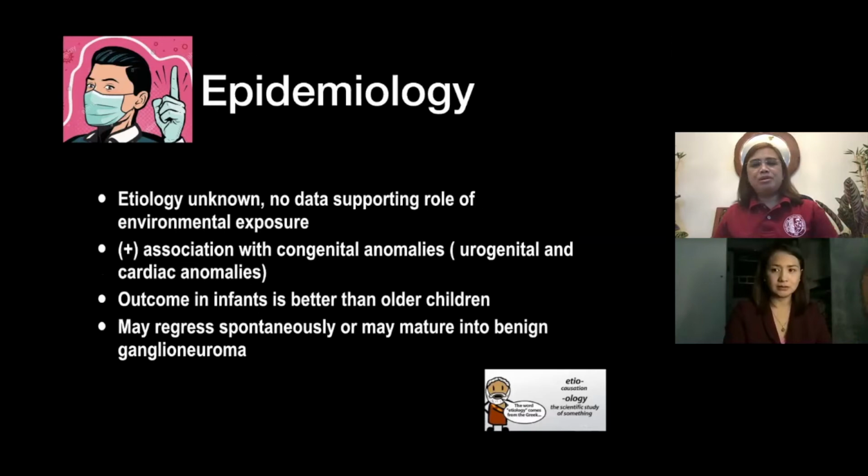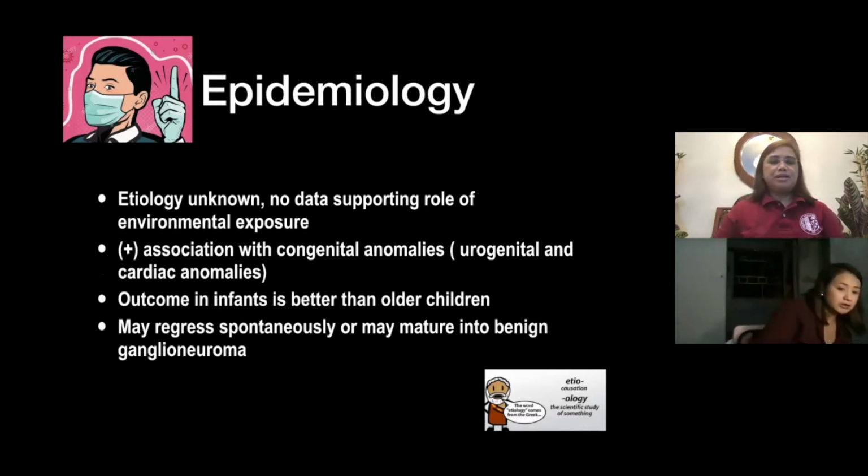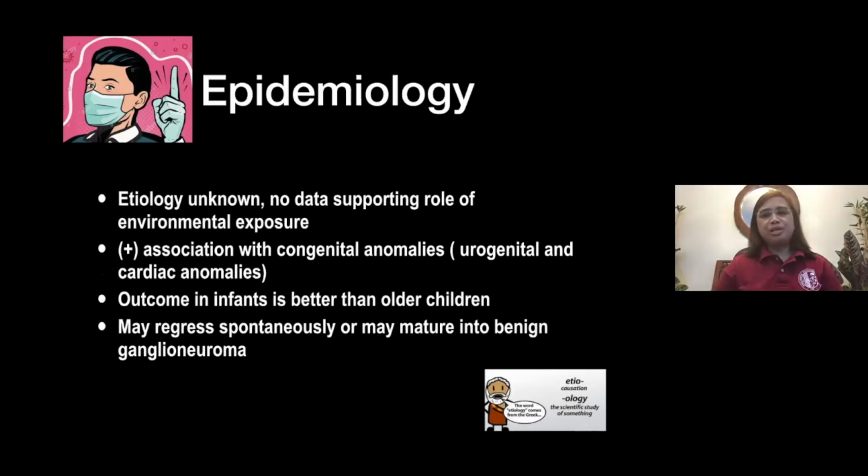For the epidemiology of neuroblastoma, the etiology is unknown and there is no data supporting the role of environmental exposure. There is a positive association with congenital anomalies like urogenital and cardiac anomalies. The outcome in infants is better than older children because it may regress spontaneously or may mature into benign ganglioneuroma.